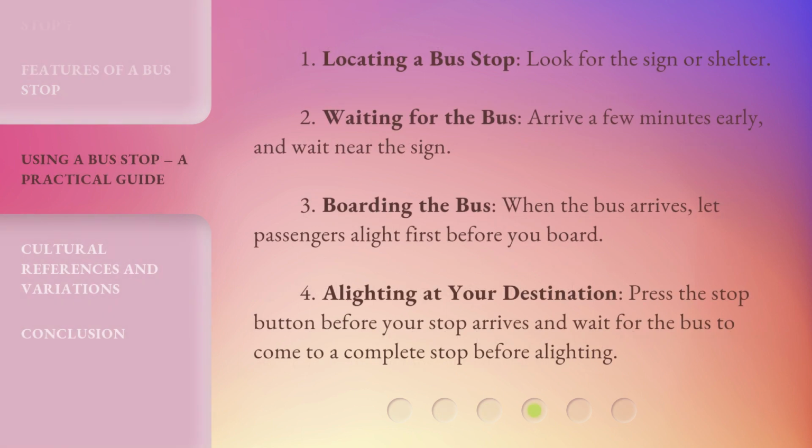1. Locating a bus stop. Look for the sign or shelter. 2. Waiting for the bus. Arrive a few minutes early, and wait near the sign. 3. Boarding the bus. When the bus arrives, let passengers alight first before you board. 4. Alighting at your destination. Press the stop button before your stop arrives and wait for the bus to come to a complete stop before alighting.